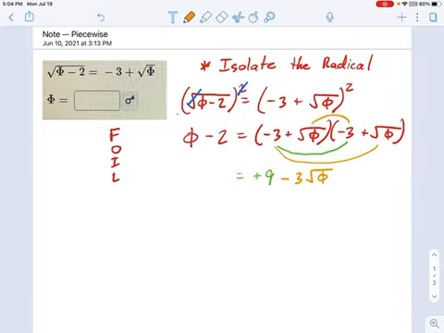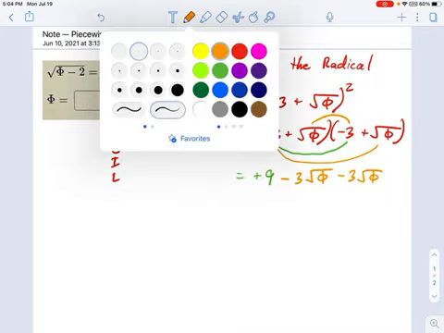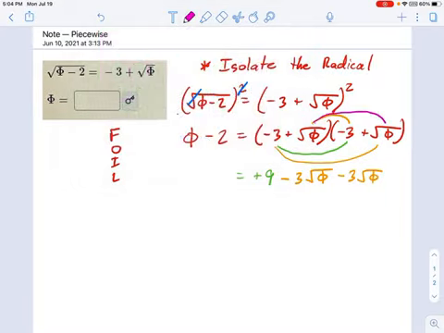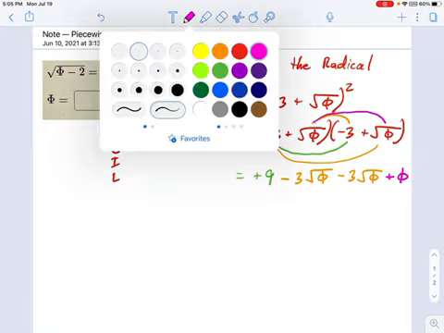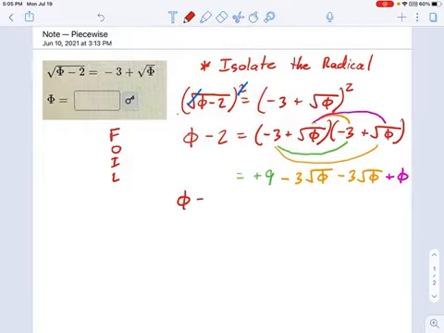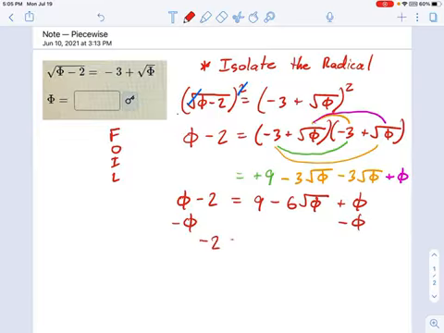And you see we have another one of those right here. That's negative 3 square root of phi again. And the last term is square root of phi times square root of phi. Square roots cancel out, so you just get phi. So now let's collect all our terms up here. We have phi minus 2 on the left equals 9 minus 6 square root of phi plus phi. So I'm going to subtract phi from each side, and let's see where we get at that point. Negative 2 equals 9 minus 6 square root of phi.